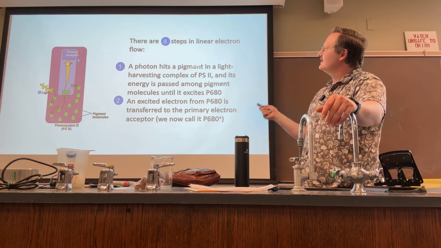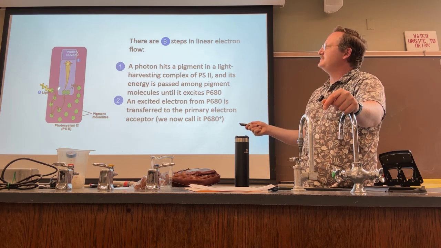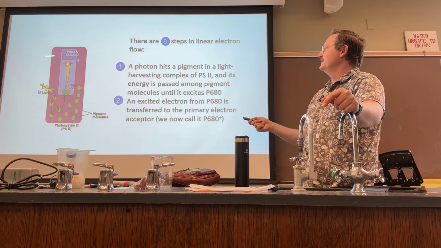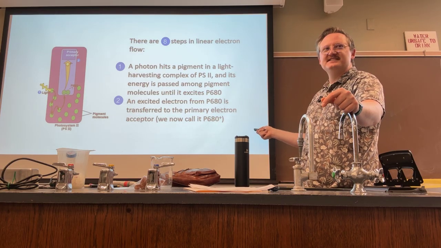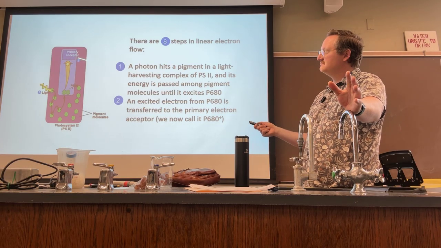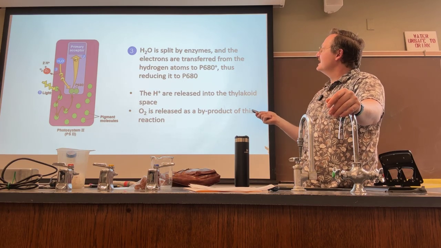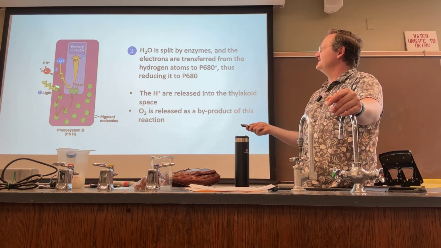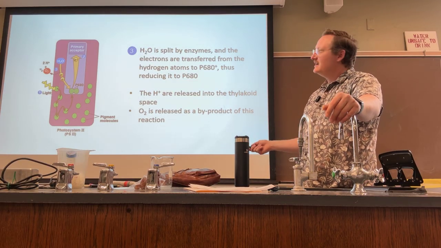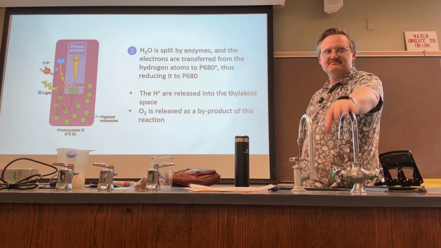Photon hits a pigment in a light harvesting complex of photosystem 2. That energy eventually excites P680. P680 kicks off an excited electron. Now it is P680 plus because it has lost an electron. Okay? Water is split by enzymes, and the electrons are transferred to P680 plus, making it P680 again. This generates the oxygen that plants generate when they're photosynthesizing.